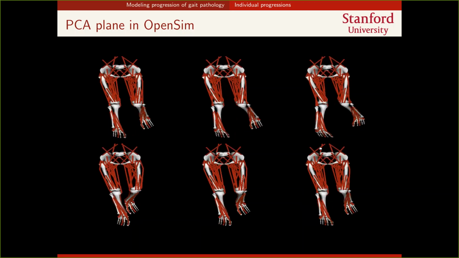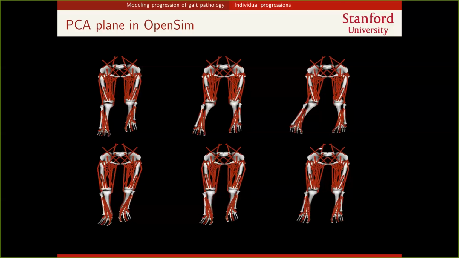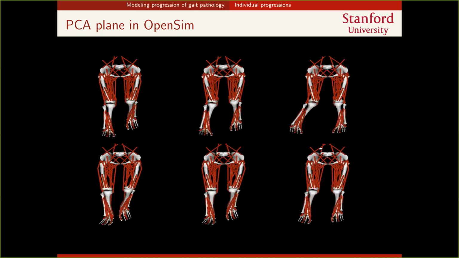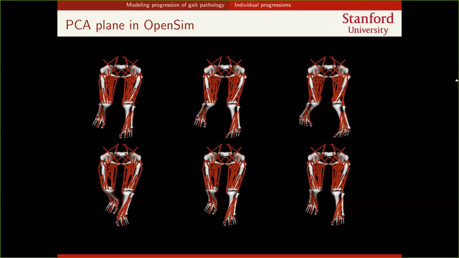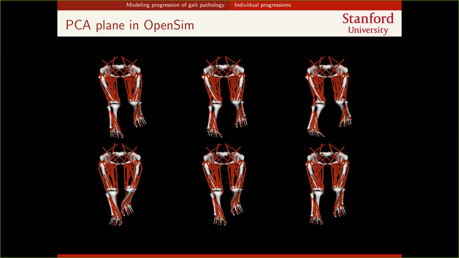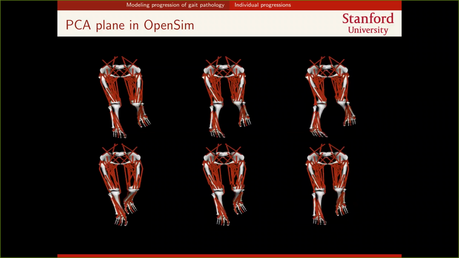Here we can go back to the original space and see that on the left we have small first principal component, on the right we have high first principal component, at the bottom we have small second principal component, and at the top we have high second principal component.